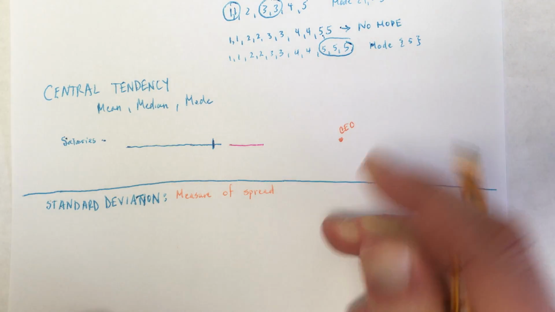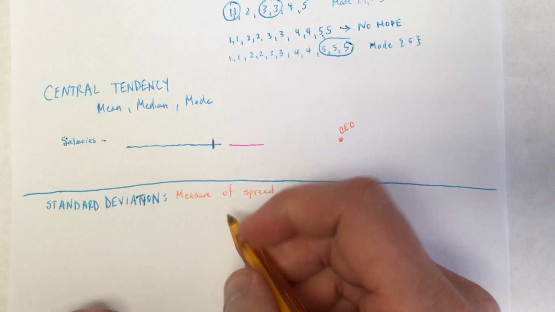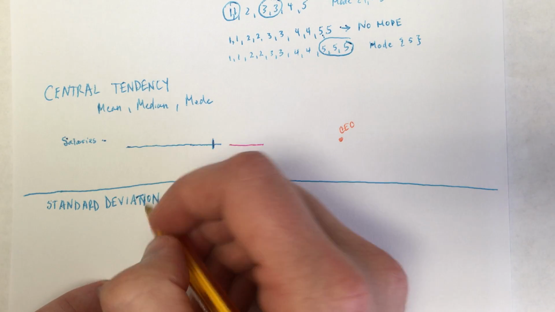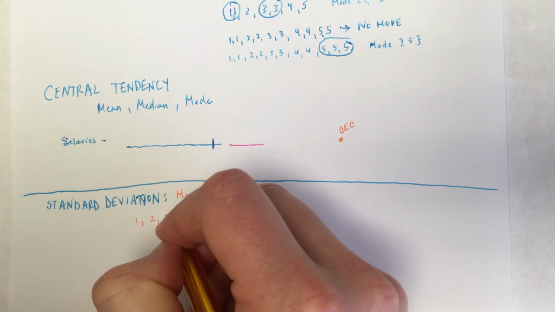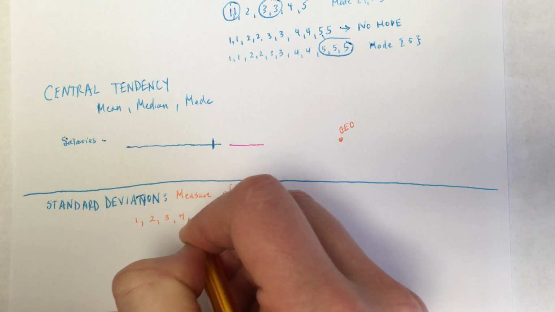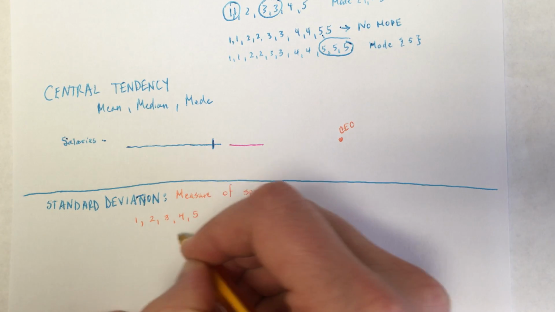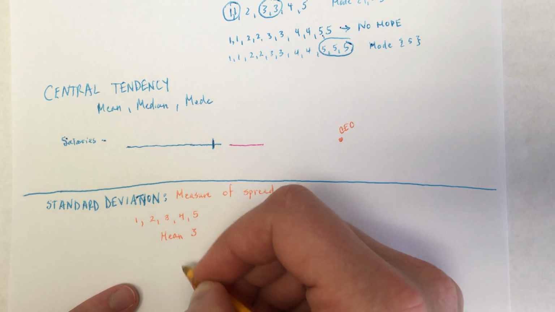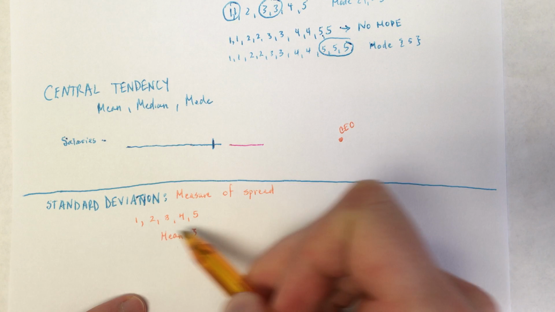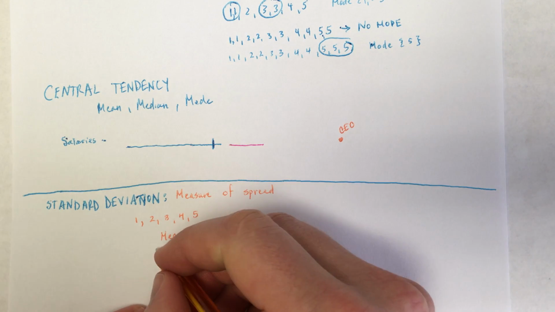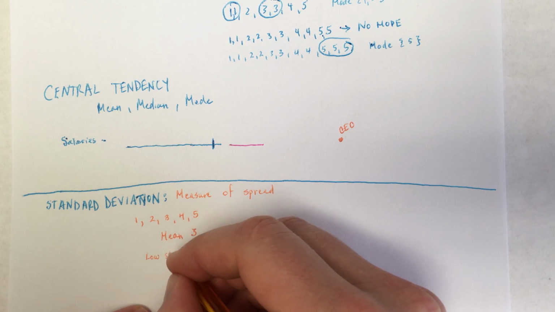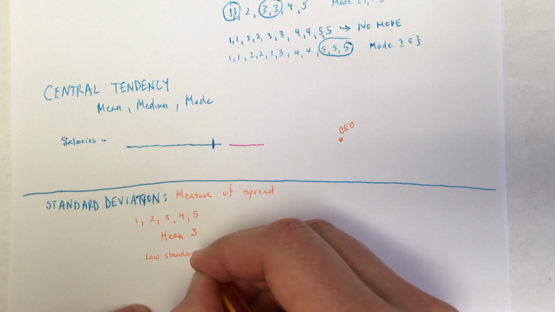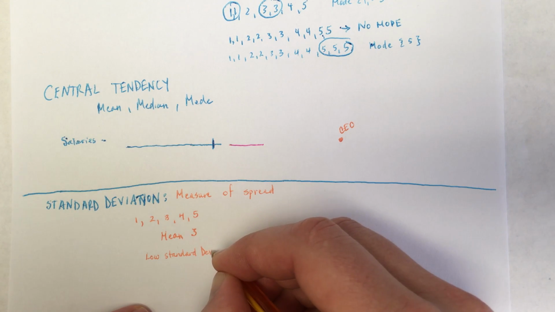And what I mean by that is, if you look at the examples that I have, the 1, the 2, the 3, the 4, and the 5, we can tell you that the mean of this data set pretty quickly is 3. And the numbers are fairly tightly jumbled up. So this would have a low standard deviation.